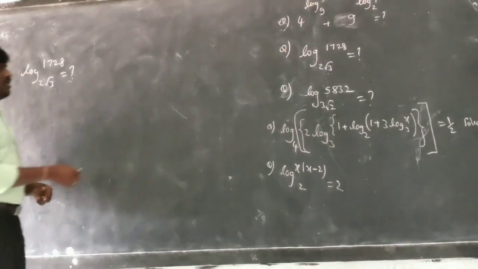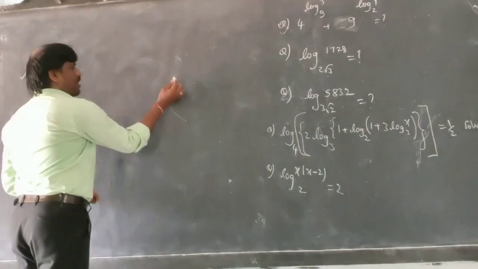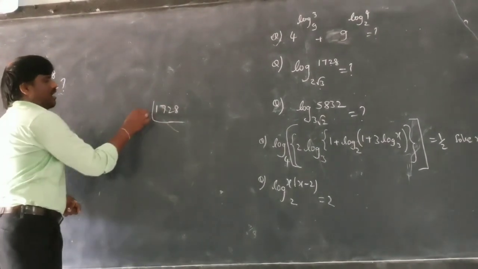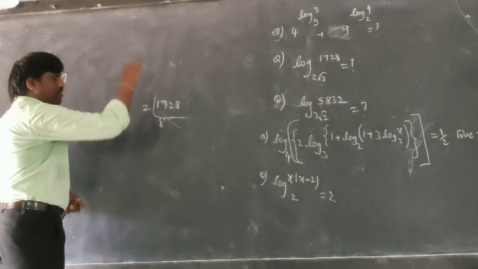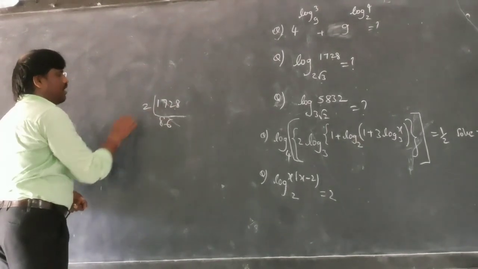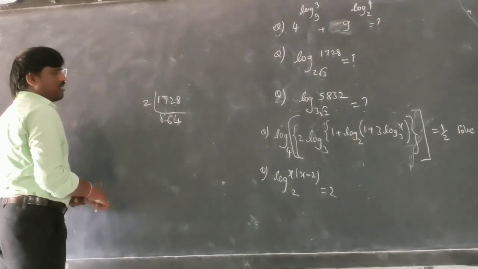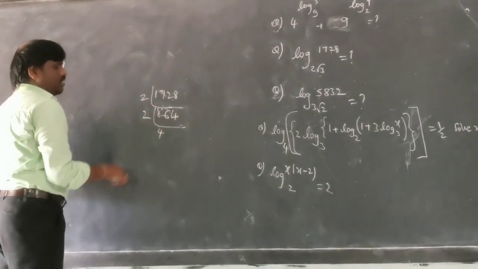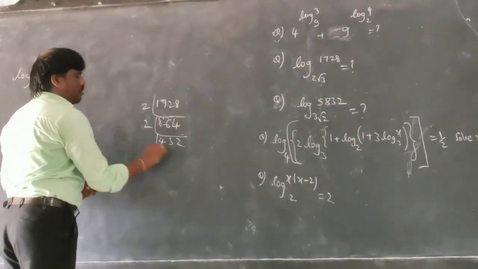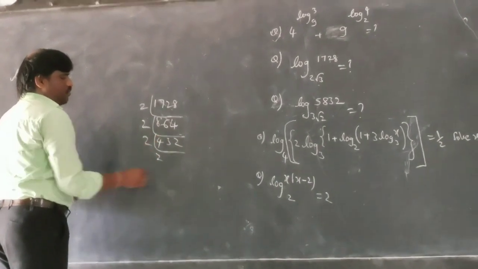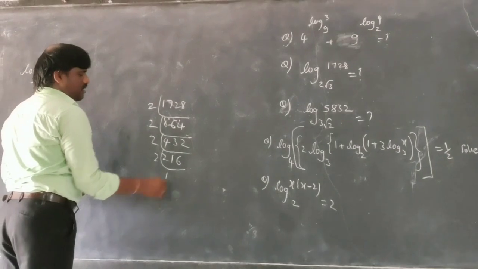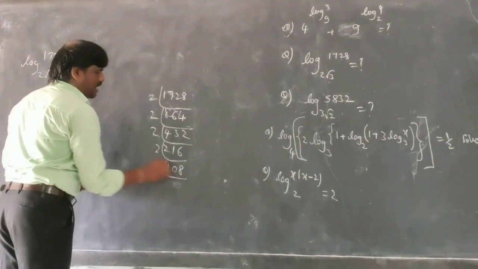Now what you do here, 1728. I take the LCM, so let us go for the tables. 2 8s are 16, 2 6s are 12, and 2 4s are 8. This is 864 times. 2 table: 2 4s are 8, 2 3s are 6, 2 2s are 4, 2 1s are 2. Then 2 table, 2 1s are 2, 108 times.